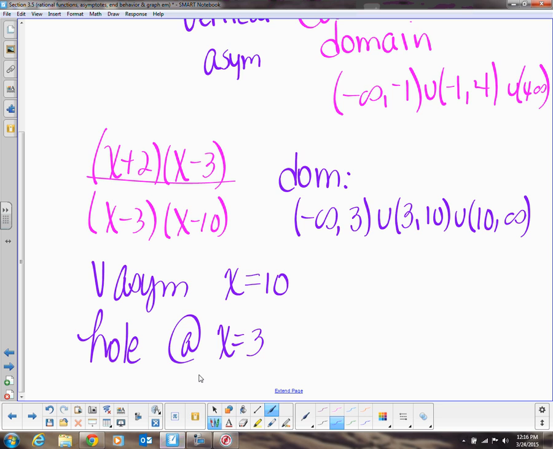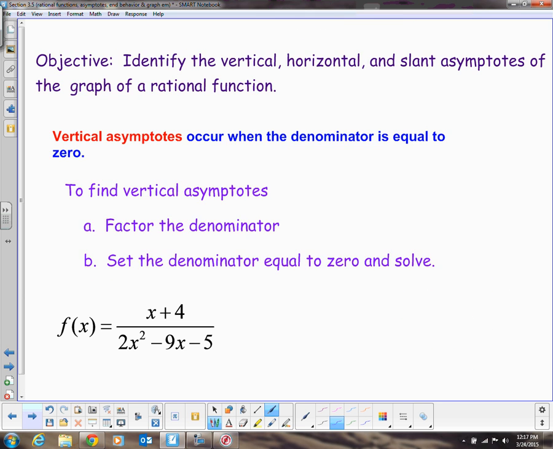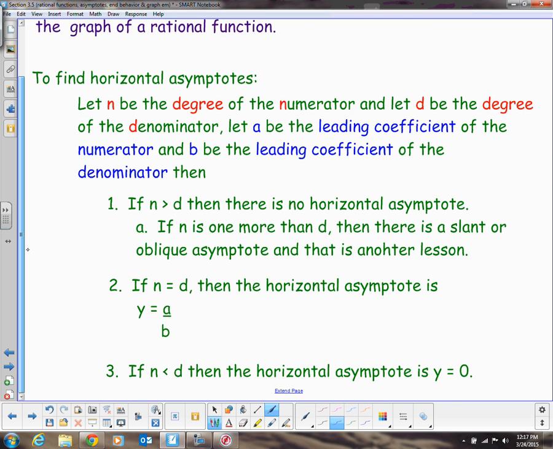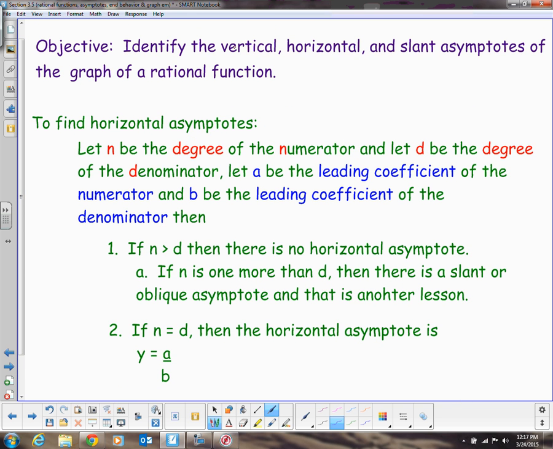So let's go for our horizontal asymptotes. Vertical asymptotes occur when the denominator equals 0, after holes are removed. All right, so let's fast forward. There's vertical. Our objective is to identify the vertical. We did that the other day. Today it's horizontal. And my guess is another day is going to be slant. But today we're going to focus on horizontal of a rational function.